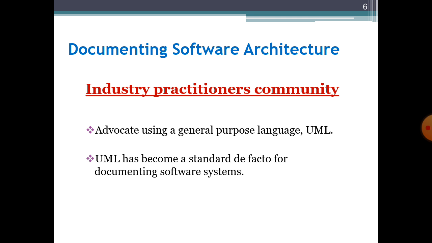Basically there are two standards, de facto and de jure. De facto means according to tradition or by facts, and de jure means according to law or regulations, while this UML has become a de facto standard for documenting a software architecture among industry practitioners, not in the researcher community. In the researcher community they are more prone towards the ADLs, architecture description languages, while the industry practitioners are more focused towards UML, which is the general purpose de facto standard for documenting software architecture.